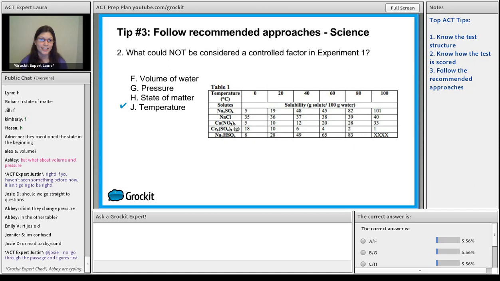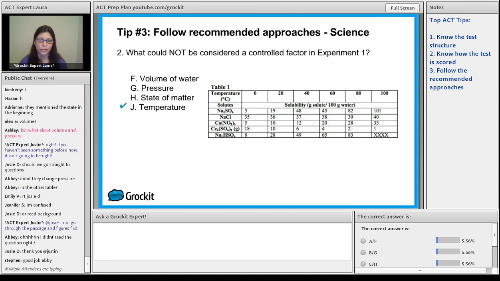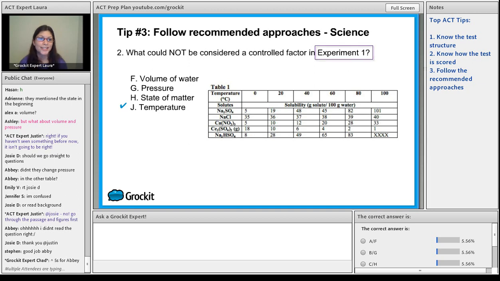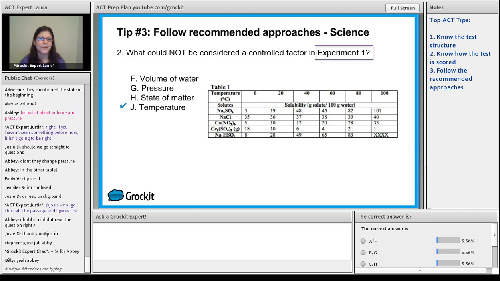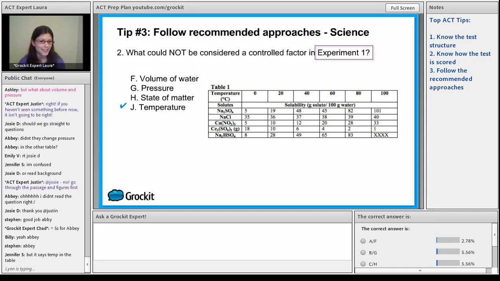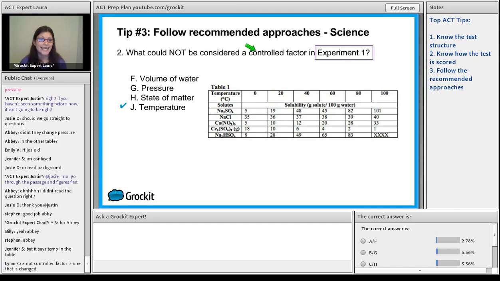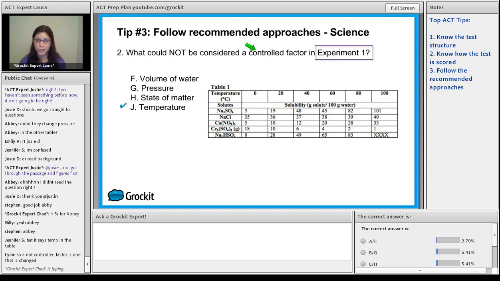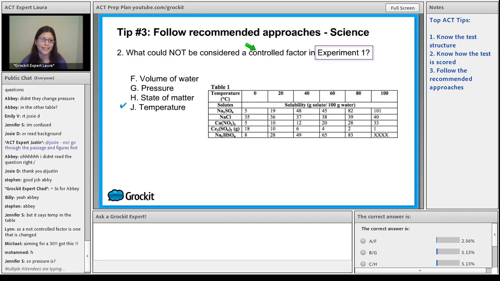This is what we talk about, the power of your pencil. You can actually circle where you're supposed to be looking because there are trap answers. Answer choice G would totally have worked if it were experiment 2. Billy, awesome work. It does say temperature in the table. Take a look. Temperature is being changed. So they're asking what is not a controlled factor. Temperature for sure is not controlled. They're increasing it. Every time they do it, they're making it bigger. So the correct answer is J.